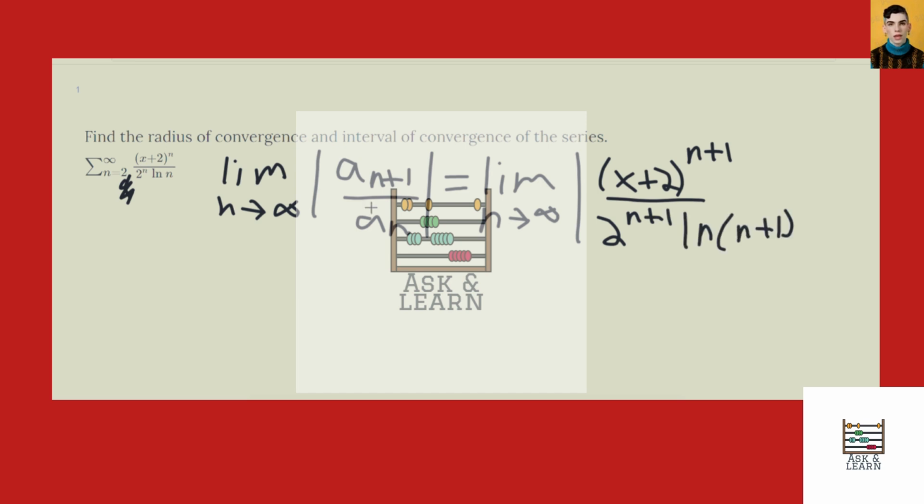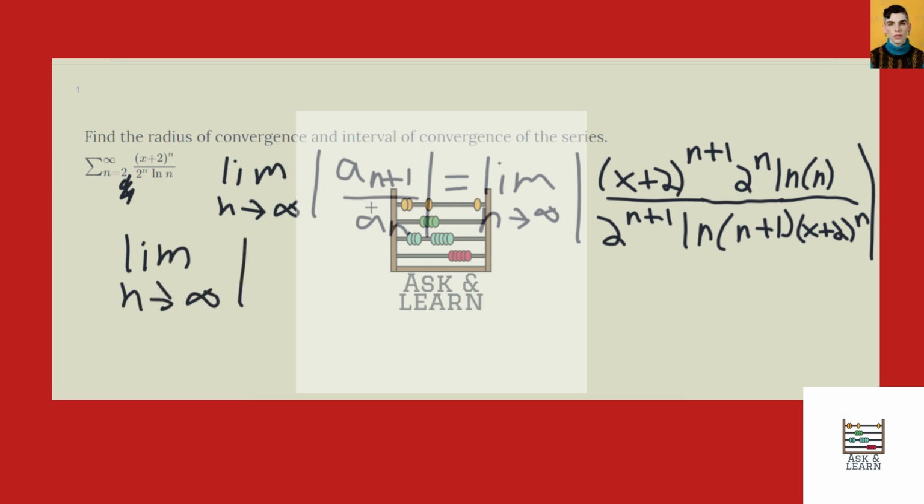So this is our a_{n+1} term, dividing by a_n, so multiplying by the reciprocal. So we're multiplying by 2^n ln(n) divided by (x+2)^n. So (x+2)^(n+1) divided by (x+2)^n is just going to leave us with x+2. 2^n divided by 2^(n+1) is going to leave us with 1/2. And then we have ln(n) divided by ln(n+1).